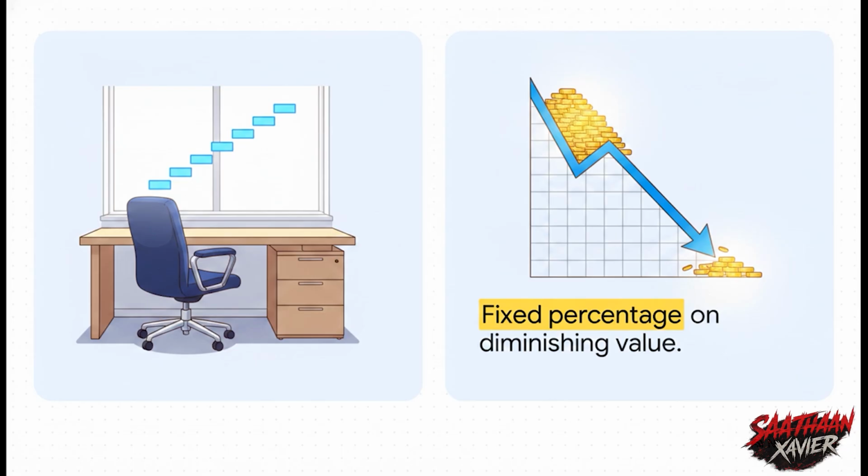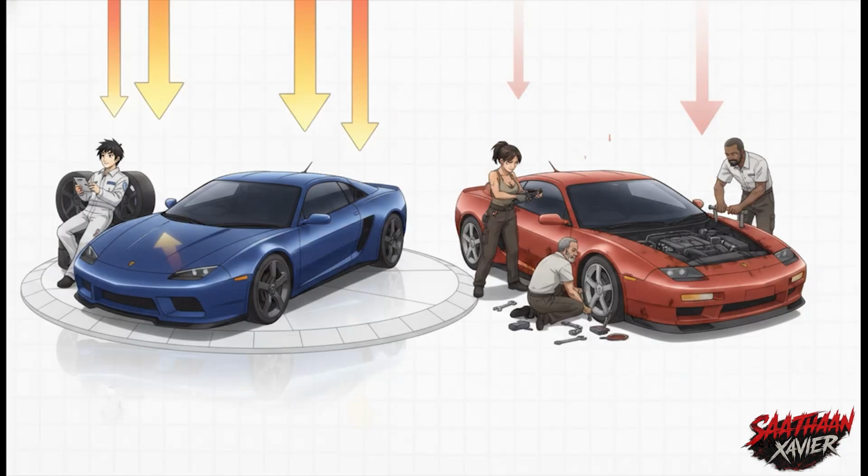Then we have the reducing balance method. You might also hear it called the written down value, or WDV method. For this one, you apply a fixed percentage to the remaining book value. Because that book value shrinks every year, your depreciation expense starts out very high in the early years and gets much, much smaller later on. Now, you're probably thinking, why on earth would I use the reducing balance method and willingly crush my year one profits? Well, here is the absolute genius of it.